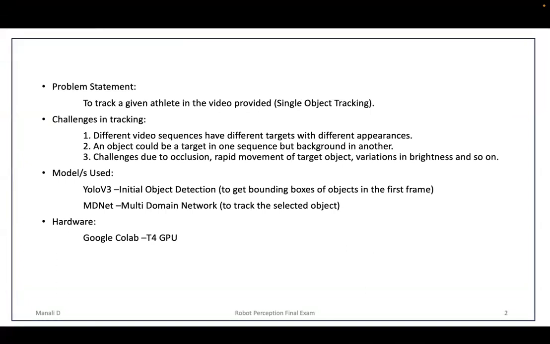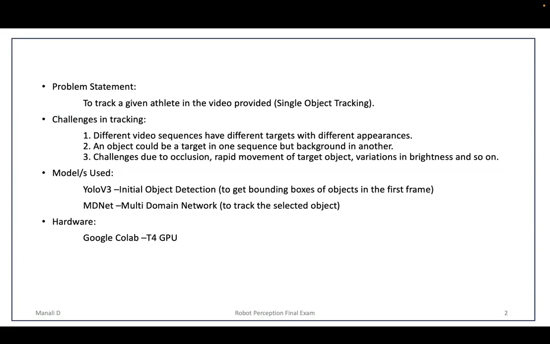The problem statement of this exam is to track a given athlete in the video provided, essentially a single object tracking problem. There are a lot of challenges in object tracking of video sequences. The very fact that different video sequences have different targets with different appearances, and that an object can be a target in one sequence but background in another, makes tracking a much harder problem.